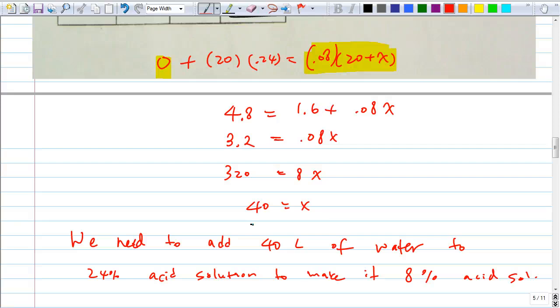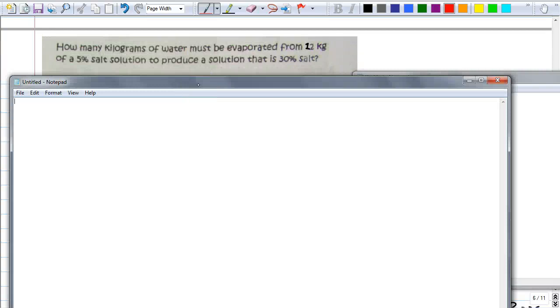Okay. Good. Okay, so it says, how many kilograms of water must be evaporated from 20 kilograms of 5% salt solution? Now, this is kind of opposite of what we just did, right? Instead of adding water, what are we trying to do? Evaporating, we're trying to get rid of the water, okay? One way to get rid of the water is by evaporating this, right? Now, when you evaporate water, does the salt go away too? No, it remains in the water.